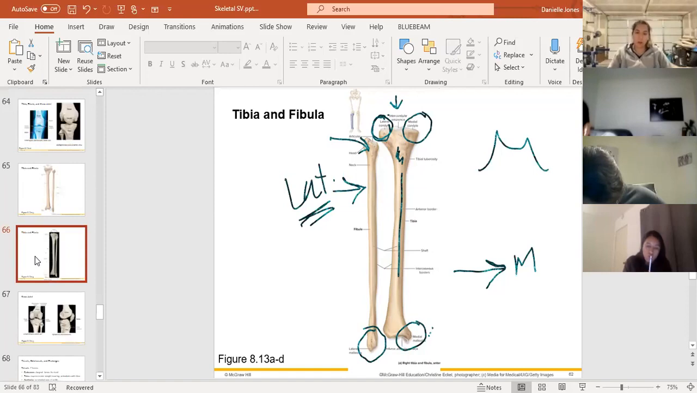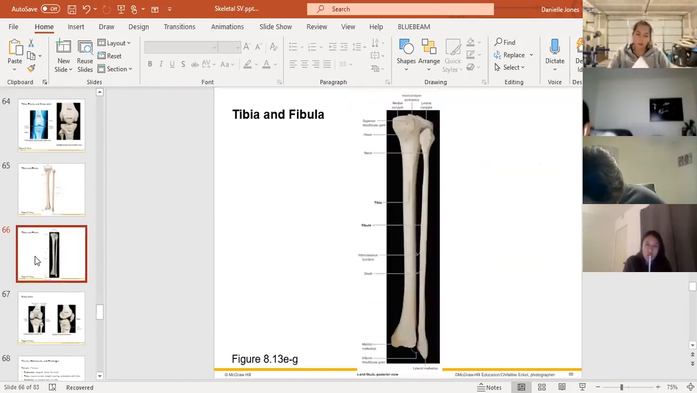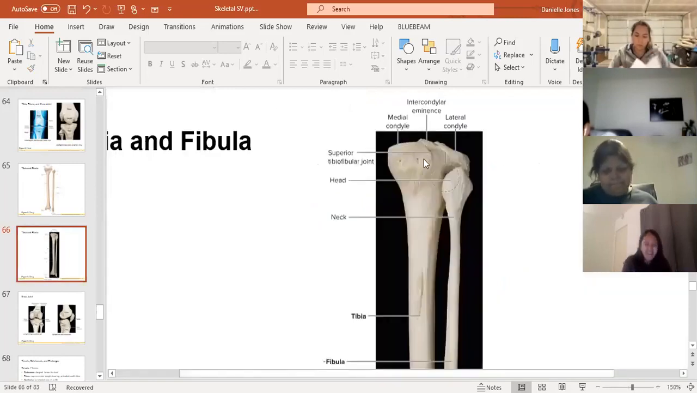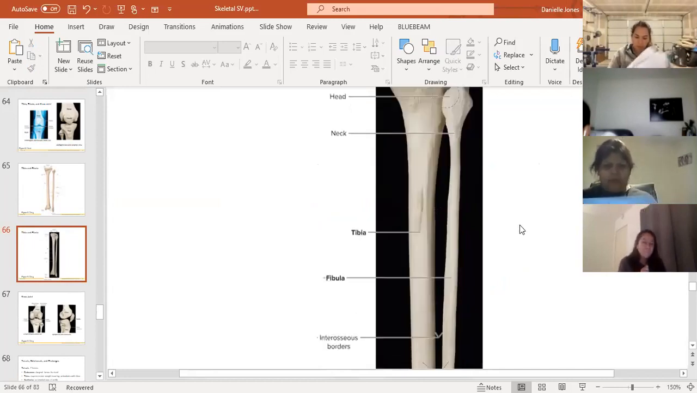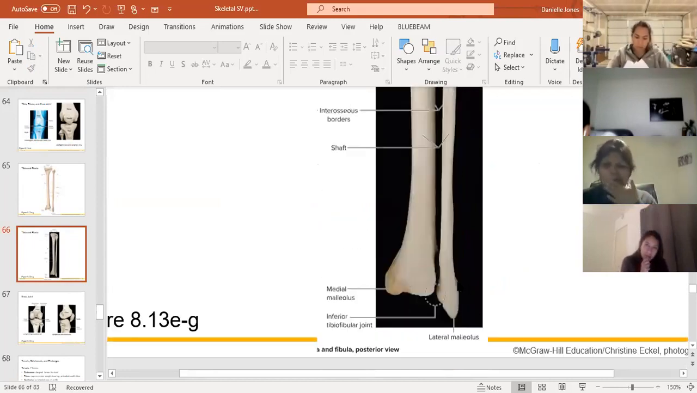Let me show you posterior so you can see the intercondylar eminence. See how it pops up here in the middle of the lateral condyle and the medial condyle? We know lateral condyle because the fibula is on this side. Notice here, again, the tibiofibular joint tells you exactly where it's at, the joint where the bones articulate. And then again, we have the lateral malleolus and medial malleolus.